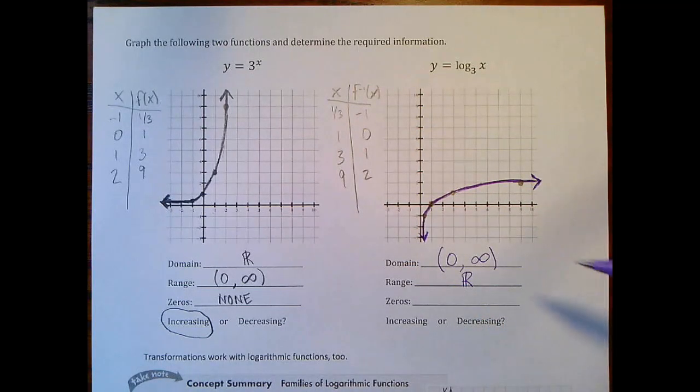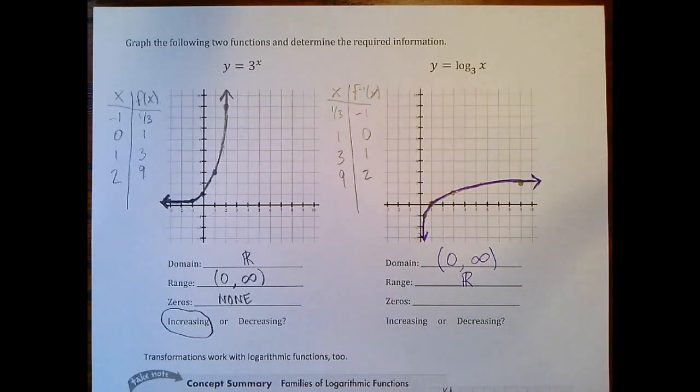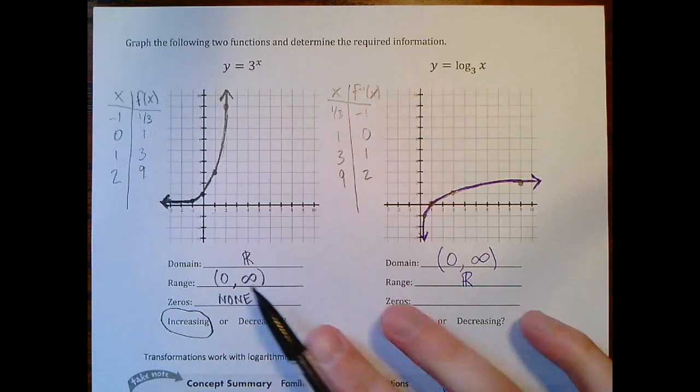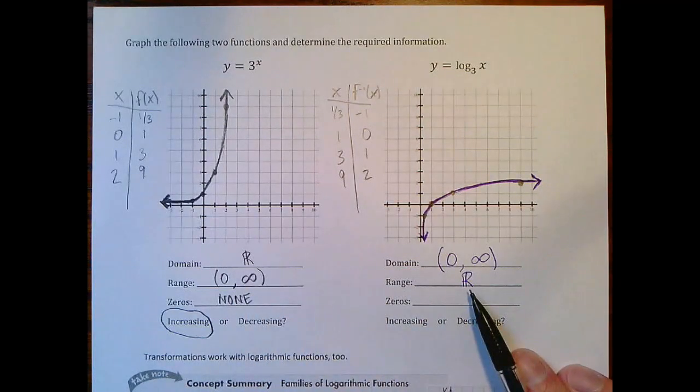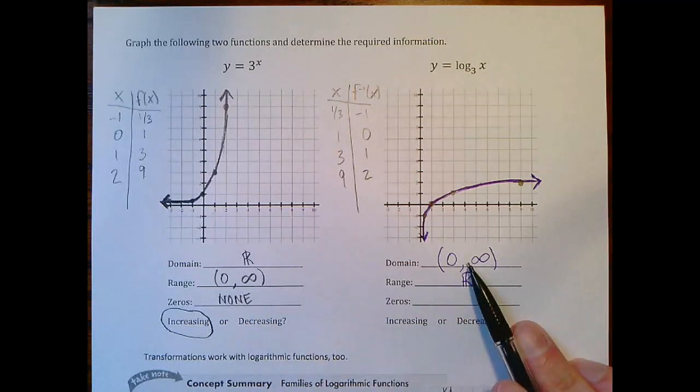This is not a surprise to us. We saw from the previous page that the domain and ranges are just flip-flops. And that makes actually a lot of sense with inverses because we know inverses just change x's and y's. That's how you find inverses. So in this case, the domain for the original function becomes the range for the inverse. And the range for the original function becomes the domain for the inverse.